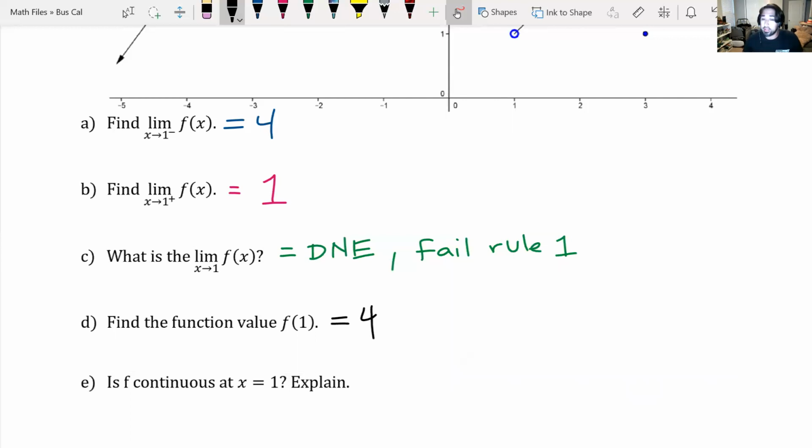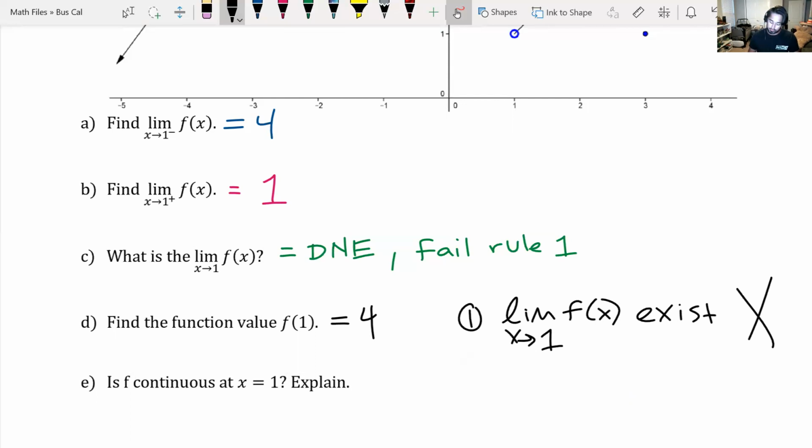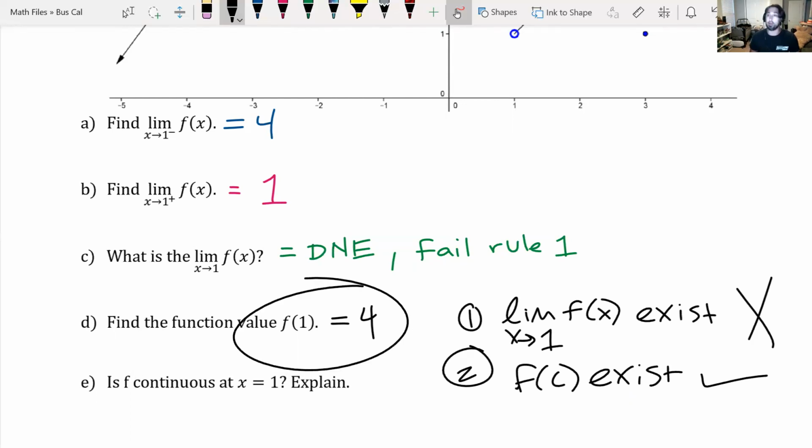Okay, but none of that matters because if you look at the rules of continuity, 1, the limit as x approaches 1 must exist, which we already failed. 2, the point must exist, which is good. We got that the point existed at 4. When x is 1, y is 4. But again, it does not matter because we failed rule 1. Therefore, this function at x equals 1 is discontinuous.